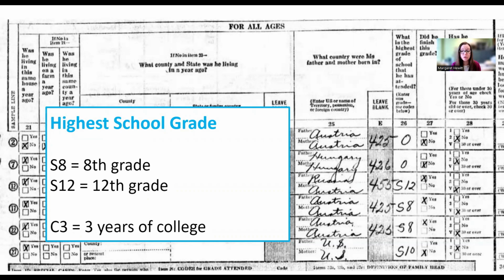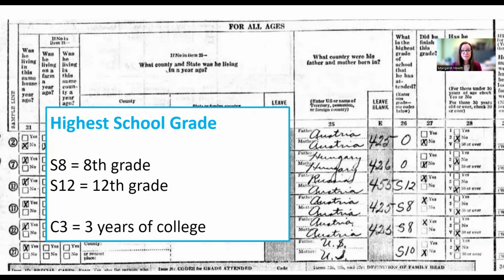So here you'll see a code. There might be a 0 if they have not attended school at all, but usually you will see a letter-number combination. If it starts with an S, that's elementary through high school. So S8 means they've gone to 8th grade. S12 means they've gone to 12th grade. If the code starts with a C, that means they've gone to college. So C3 would mean someone had gone to 3 years of college.